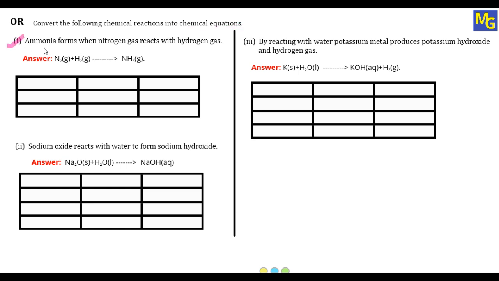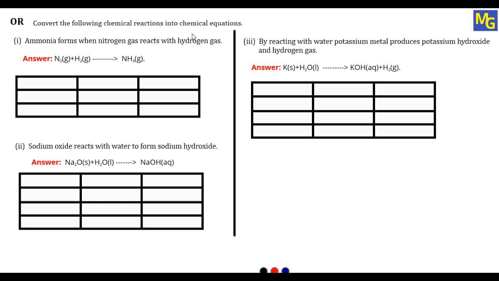So the first one: ammonia forms when nitrogen gas reacts with hydrogen gas. By reading this sentence, first find out which are your reactants and which are your product. Here you can see ammonia forms, meaning ammonia is your product. Nitrogen and hydrogen react, meaning these are your reactants. So you should know the symbols of these. Take those symbols and then you can prepare your reaction.